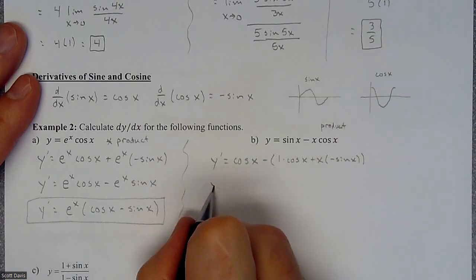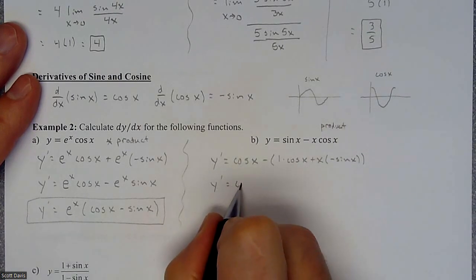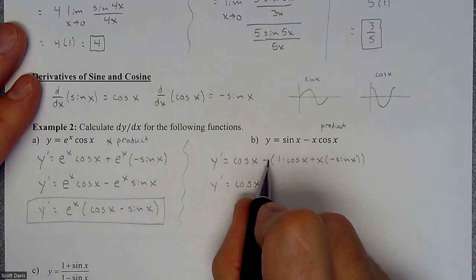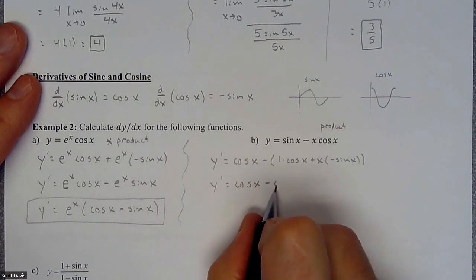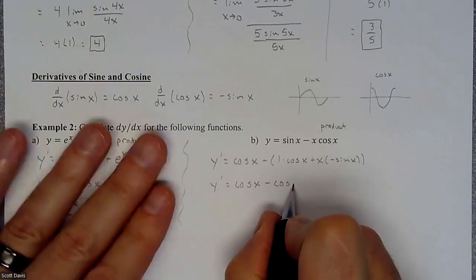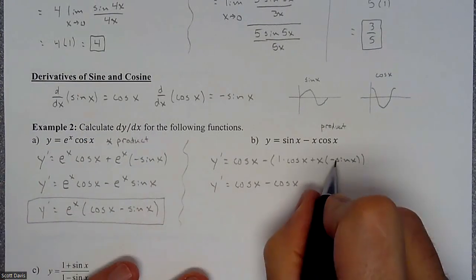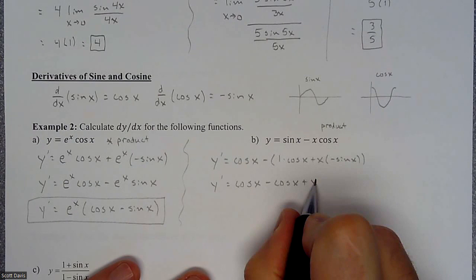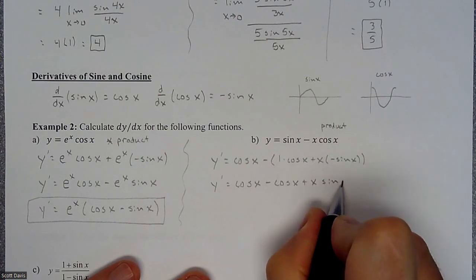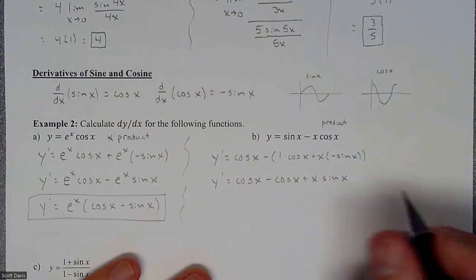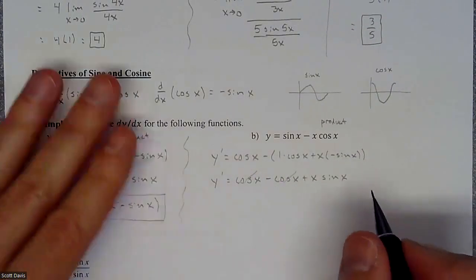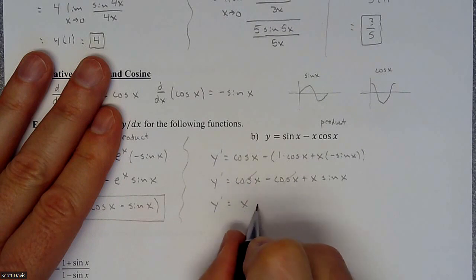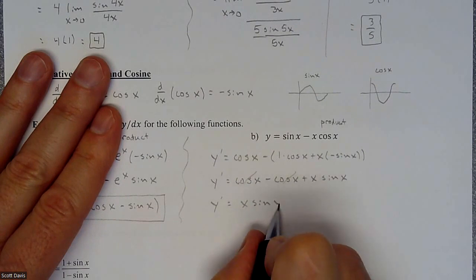All right, so we got some cleanup to do again. So we're looking at cosine x. And if I distribute this negative in, we're going to have a minus cosine x, and then minus a minus, so plus x sine x. And then I'll combine whatever like terms I can, which is these 2 going away. And so our final answer is just x sine x.